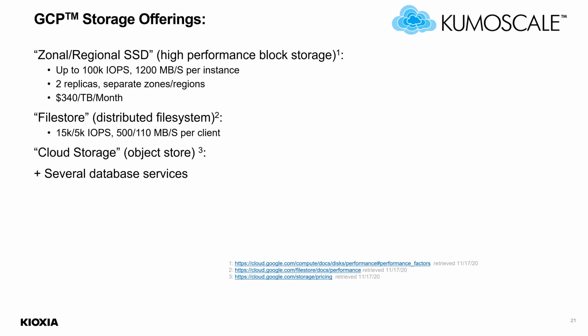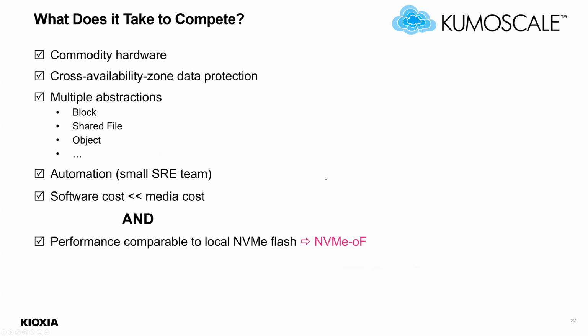So many applications need to share data across instances, and simple local block storage, as is offered by most NVMe over Fabrics providers, is a tiny part of the real picture. So those three abstractions are really needed. And in addition, there will of course be several database services built on top of those. So what does it take to compete? If you're going to offer services that compete somehow against Google Cloud Platform, what do you need to do?